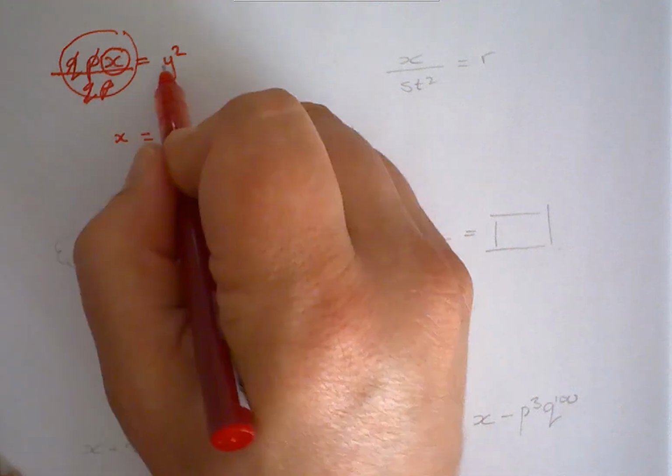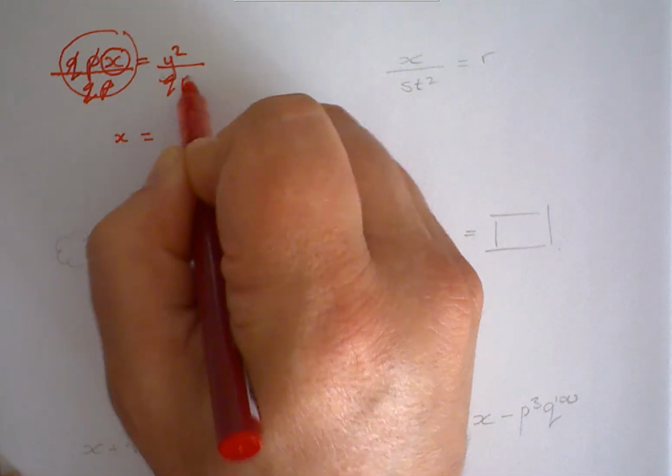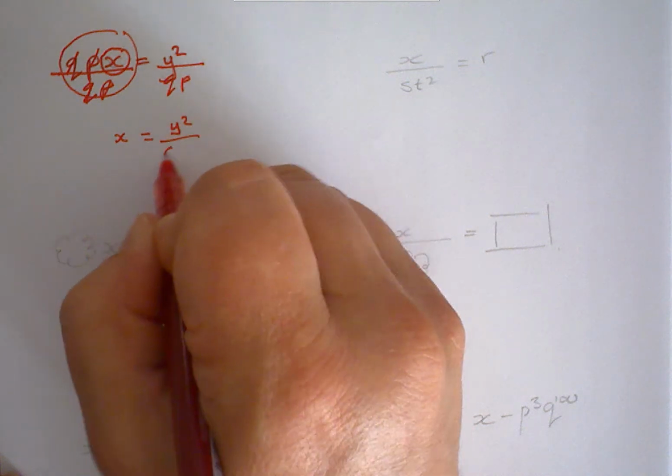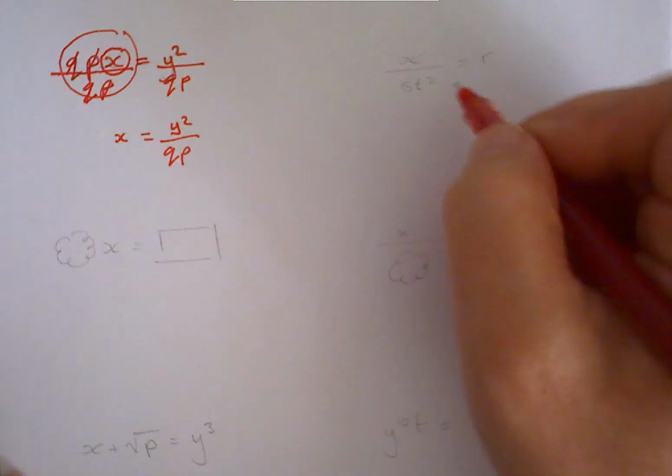But whatever you do to one side, you must do to the other. That's the fair and balanced thing to do. So you get y squared over qp. Let's go over to this side.